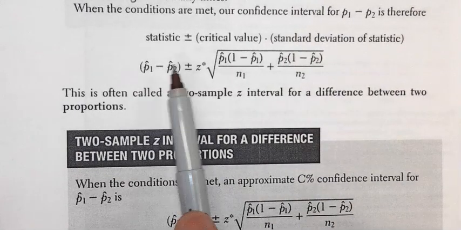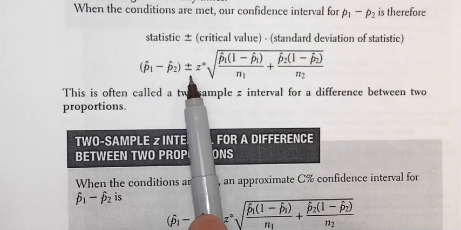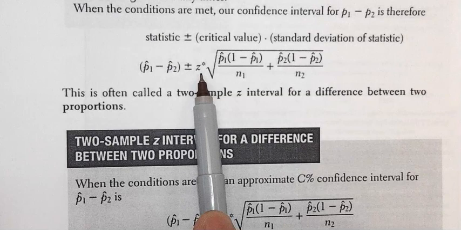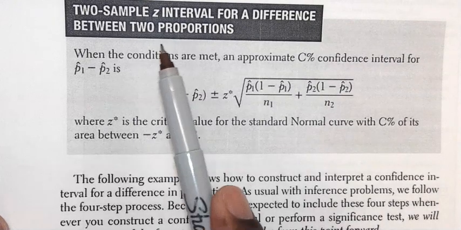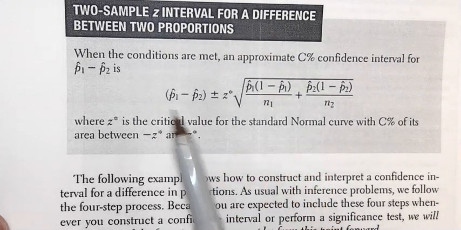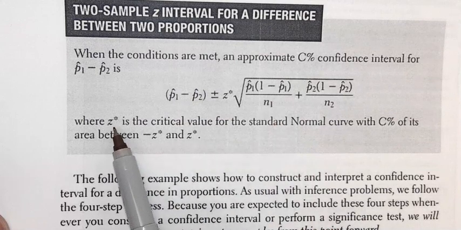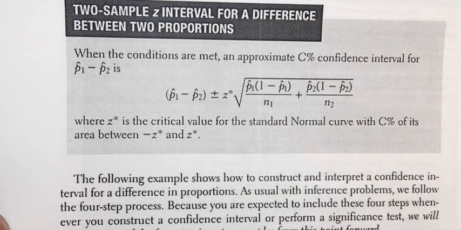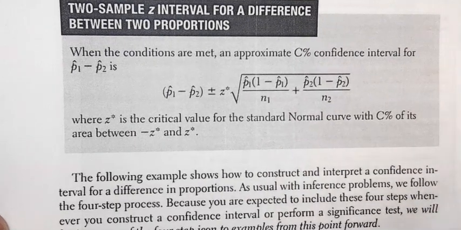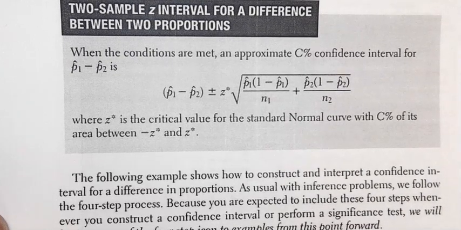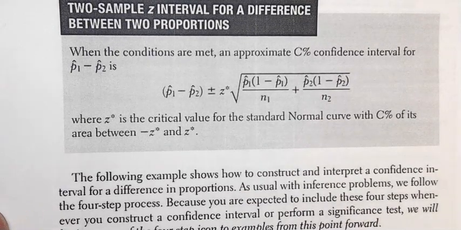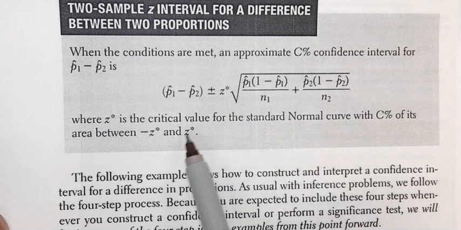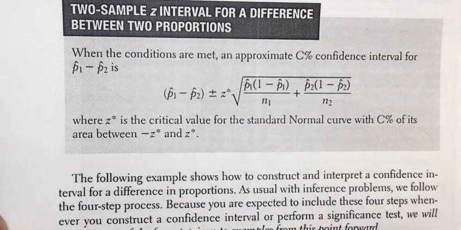Here's the formula I just talked about, where we actually get p hat 1 take away p hat 2, our point estimate, plus or minus the critical value, whatever that z-score is for that confidence level, times that standard error or that standard deviation. So the two sample z interval for the difference in two proportions is given here. And there's a formula for it, where z star is a critical value for the standard normal curve with the confidence level given, whatever we decide, 99%, 95%, and so forth. And the area is between negative z star and positive z star. Just keep in mind, whatever the critical value is when you calculate this, you use the positive value there.